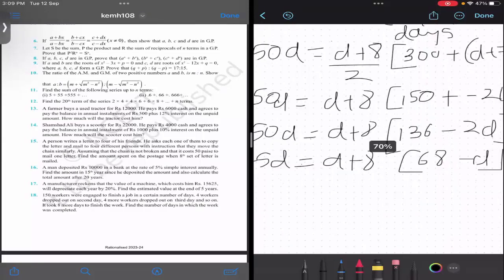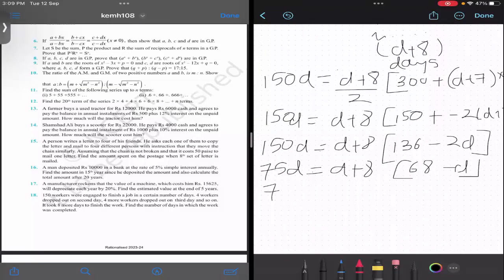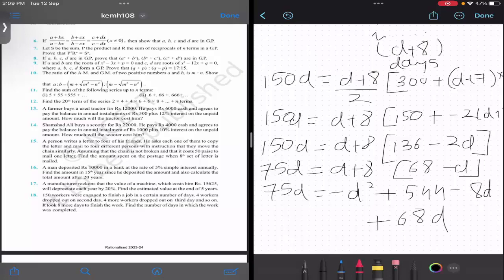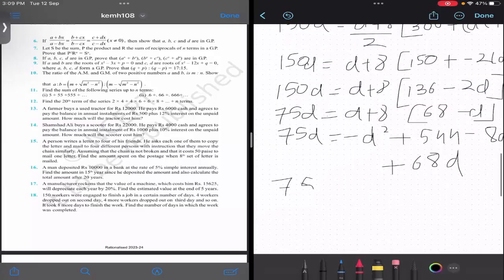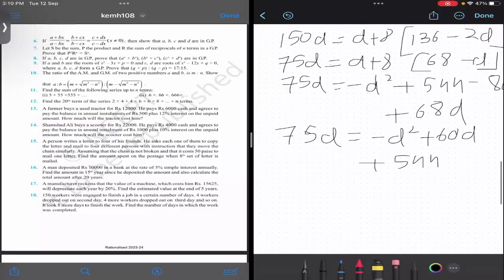Multiplying these two terms, you would have 75D as being equal to minus D square plus 544 minus 8D plus 68D, right? So you have 75D equals minus D square plus 60D plus 544. So taking everything to the LHS, you have D square plus 15D minus 544 equals 0, right?